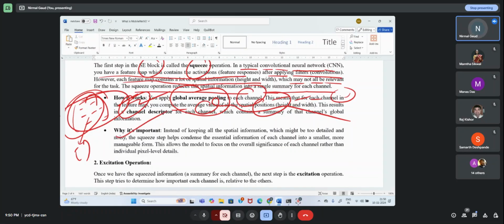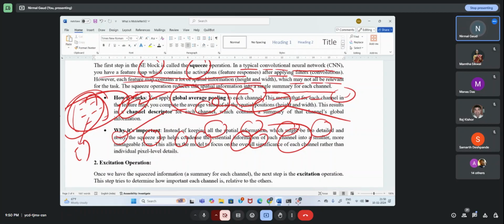Why is it important? Instead of keeping all the information, which might be too detailed and noisy, the squeeze helps to condense the essential information in each channel. तुम तो यार essential information है बस वो ले लो, condense हो, बाकी हर एक की जरूरत नहीं. Not all.